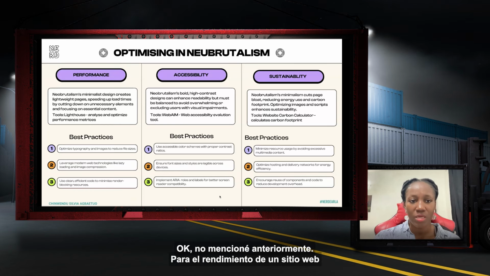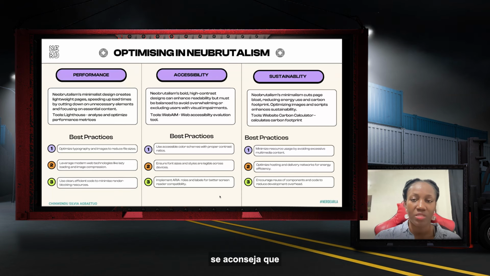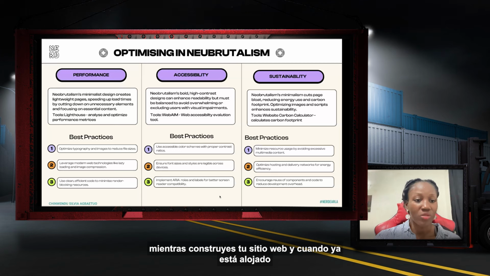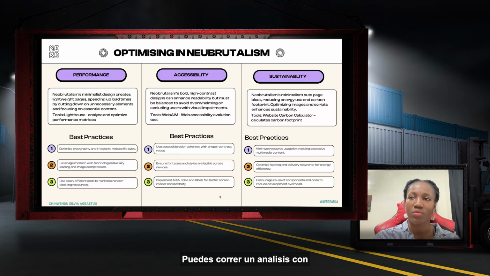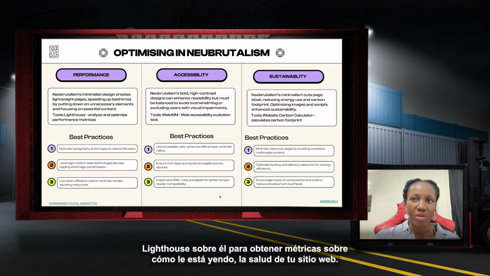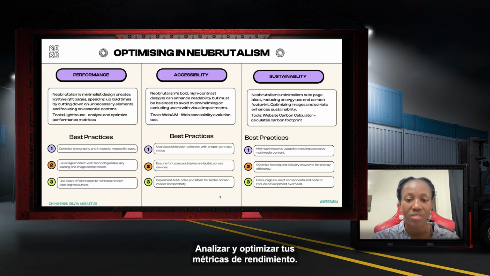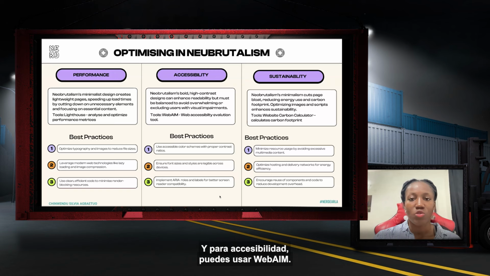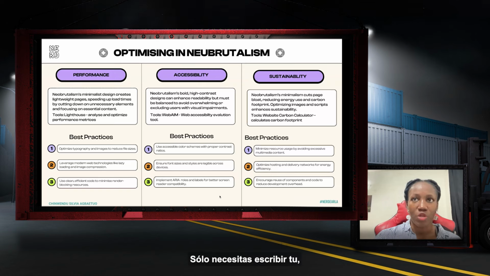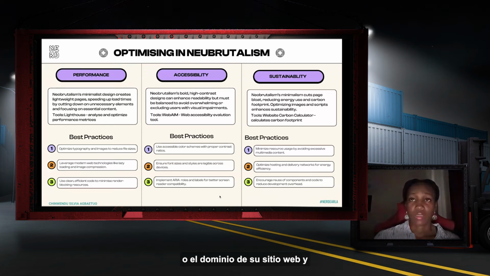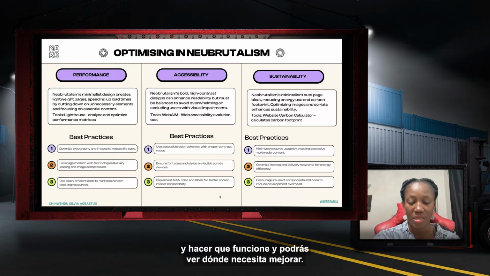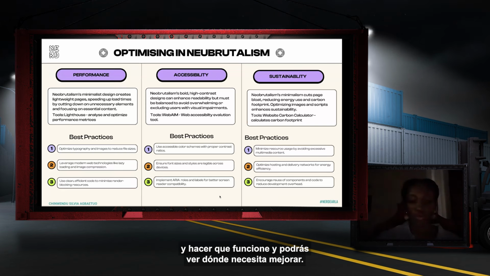Sustainability. Okay, I didn't mention previously, for performance of a website, it's advised that while it's hosted, you could regularly run, say every 2 weeks, a Lighthouse analysis on it to get metrics on how your website is doing, the health of your website, and analyze and optimize your performance metrics. And for accessibility, you can use WebAIM. There's an input box to type in the name or the domain of your website, and you can get to see where you need to improve.